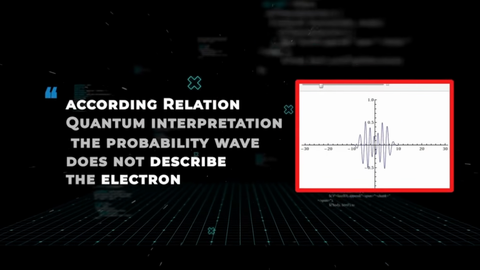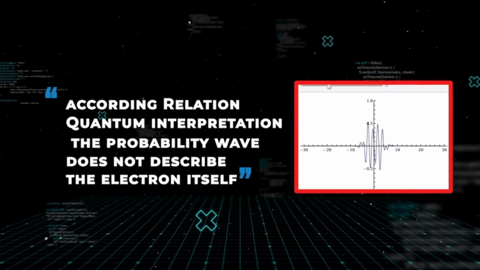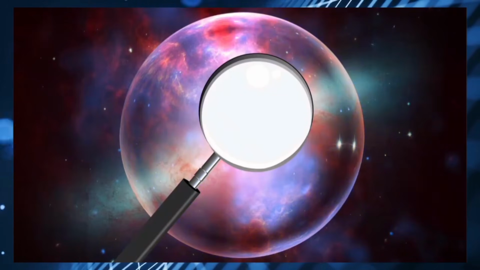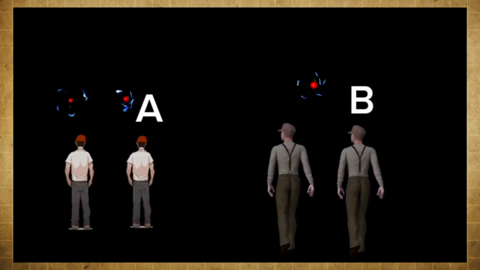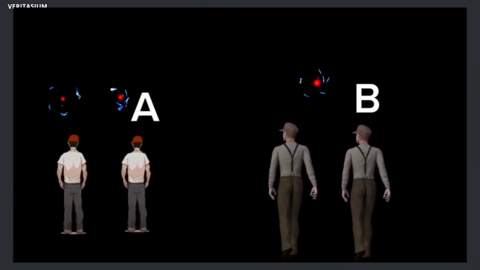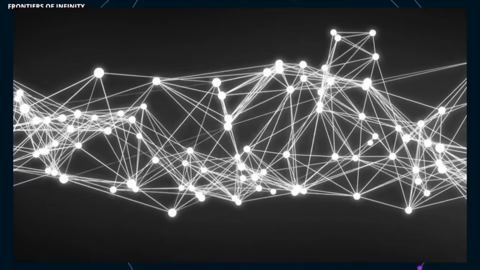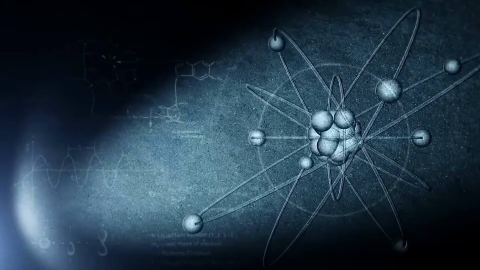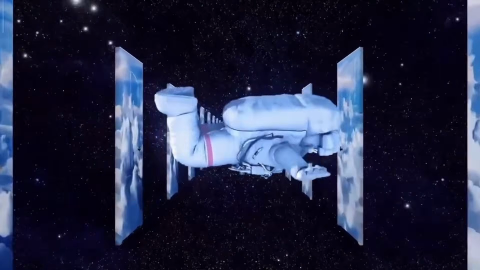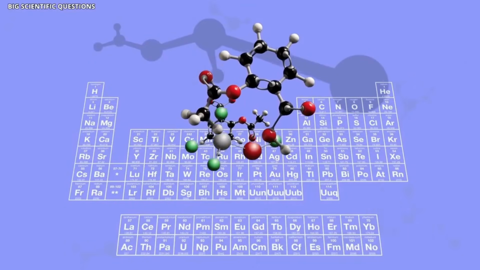According to relational quantum interpretation, the probability wave does not describe the electron itself, but describes the relationship between the electron and the observer. The electron can have a definite position relative to one observer, but not to another. For example, the electron may have no definite place relative to you, but it might have already interacted with another atom earlier. So for that atom, the electron's position is definite, but for you, it is not. Reality becomes something that depends on who is looking and what has interacted with what.